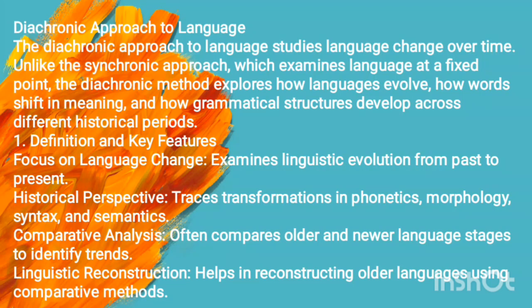Next one is historical perspective. This approach looks at linguistic elements, that is sounds, word forms, sentence structure and meaning, over different historical periods. Next one, comparative analysis. Linguists compare older and newer stages of a language to identify patterns of change. For example, comparing Old English with modern English helps us to see how the language has evolved.